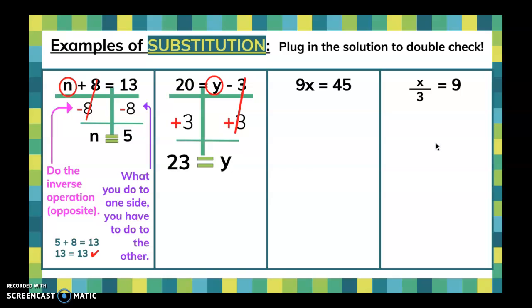So I want to make sure it works. I plug it in. 23 minus 3 is 20. Yes, it is a solution. 20 equals 20.